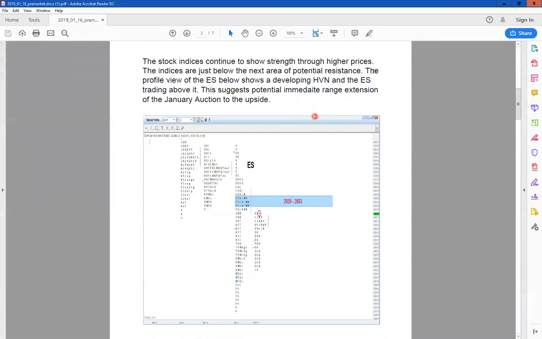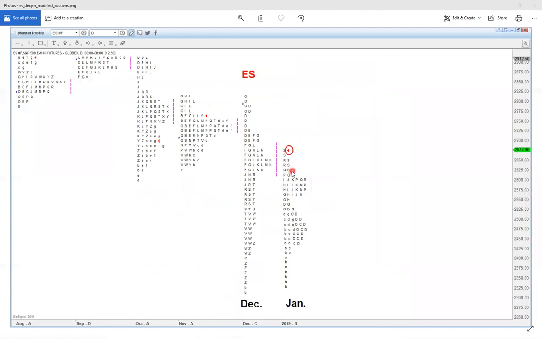And this is what's most important. The profile view of the ES below suggests a developing high volume node and the ES trading above it. This suggests immediate range extension of the January auction to the upside. My apologies for my typing and misspelling. But my read into this, I wasn't looking at this as a profile, I was looking at this as an auction. And this auction at that point in time looked incomplete, which led me to the conclusion that immediate range extension in January to the upside was likely. And that's exactly what we're having.